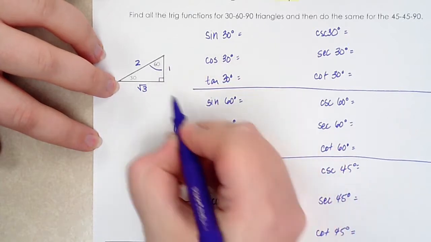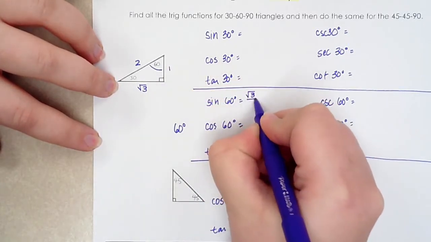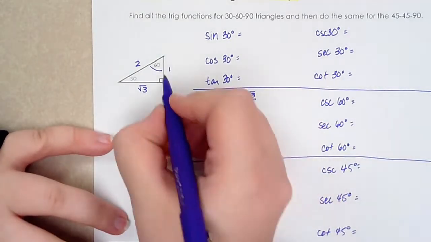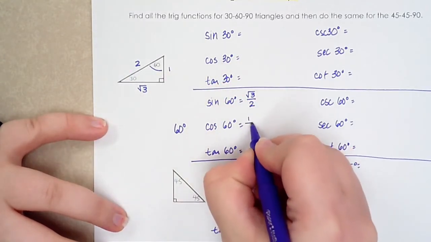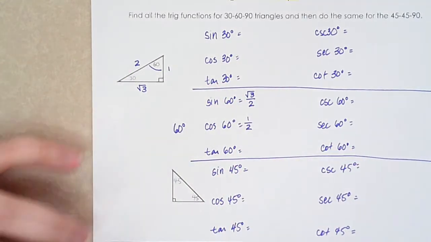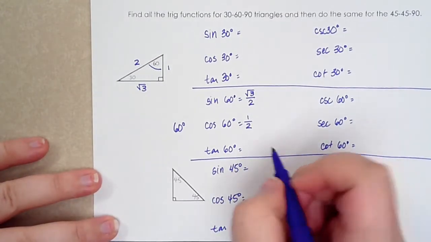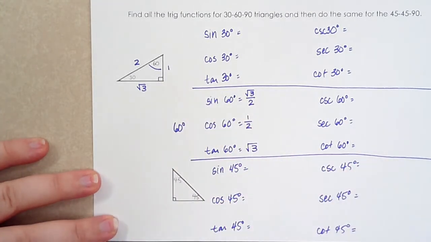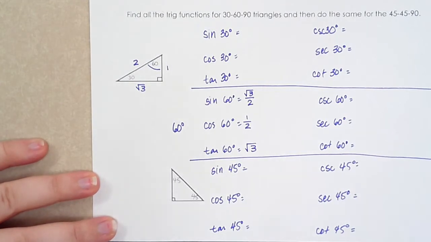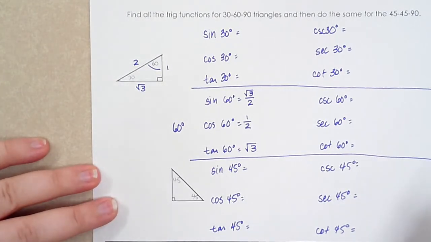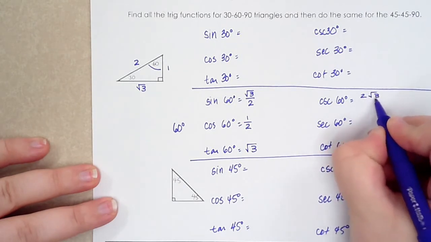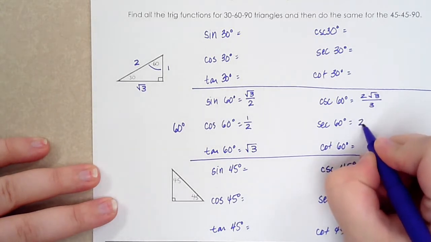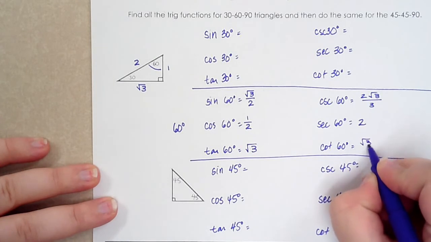Sine of 60 degrees is still going to be opposite, root 3, over hypotenuse, which is 2, which is what we did up above. Cosine is still going to be adjacent over hypotenuse, meaning 1/2. And then tangent is still going to be your opposite over adjacent, or root 3 over 1, which is just root 3. So we can go ahead and copy the cosecant, secant, and cotangent over as well. If you remember, those are 2 root 3 divided by 3, secant of 2, and then of course root 3 over 3.